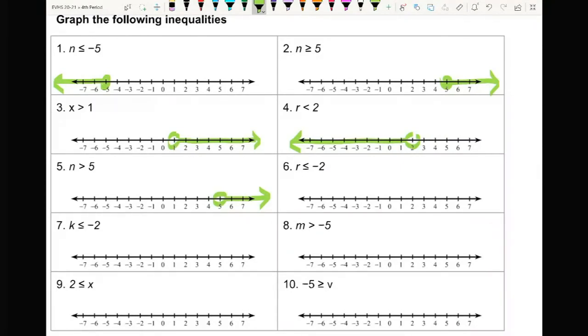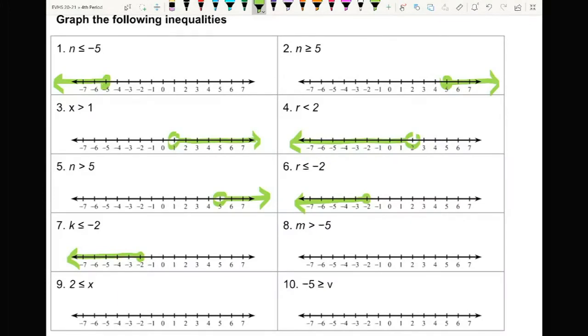6, r is less than or equal to -2. Closed. And less than goes left. Okay, 7. k is less than or equal to -2. Open or closed? It's the same thing as number 6, but with a different letter. You're right. It is the same thing as number 6 with a different letter.